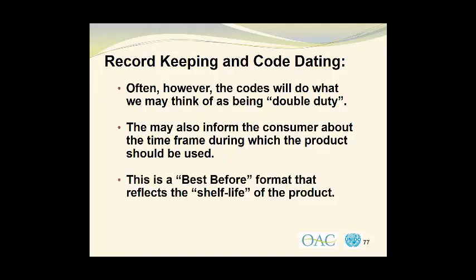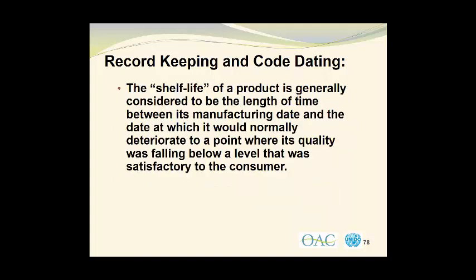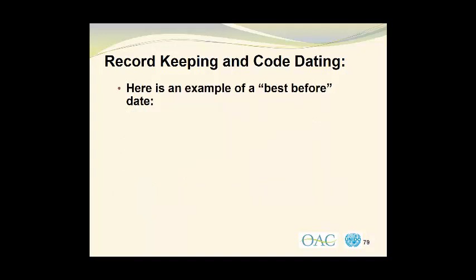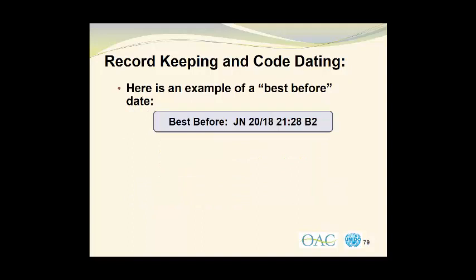This is a best before format that reflects the shelf life of the product. The shelf life of a product is generally considered to be the length of time between its manufacturing date and the date at which it would normally deteriorate to a point where its quality was falling below a level that was satisfactory to the consumer. Products are often safe to eat after their best before date, but this is a good guideline for the consumer. Here is an example of a best before date.